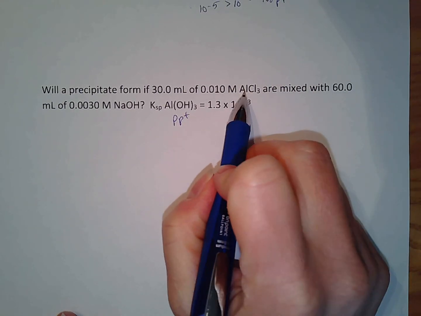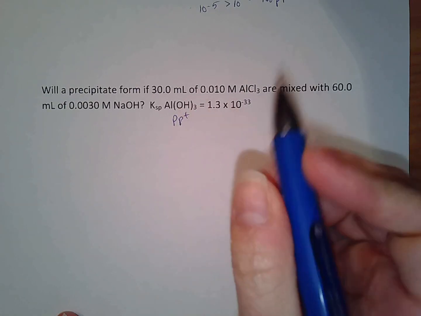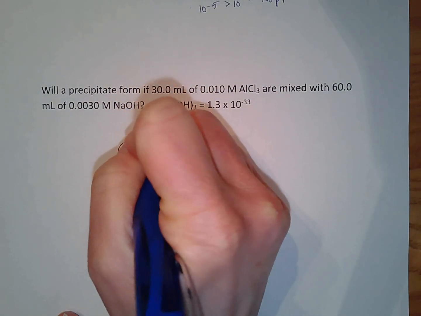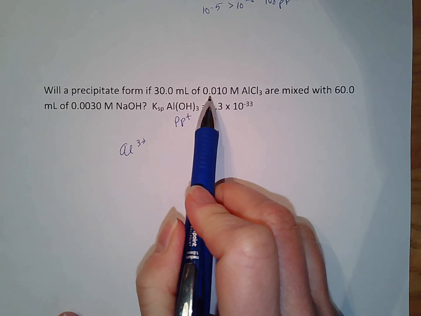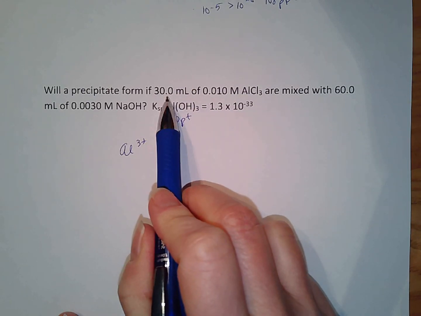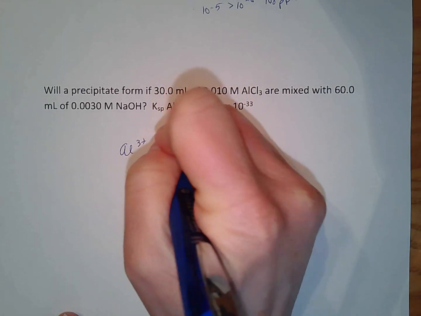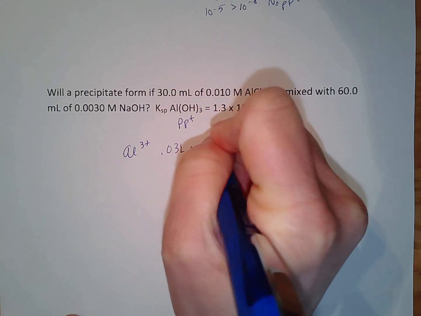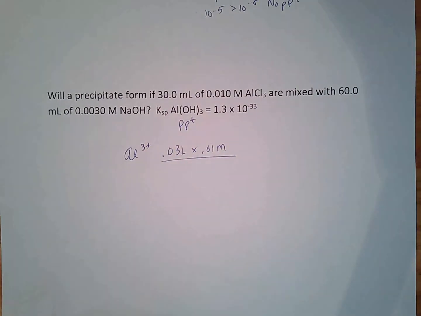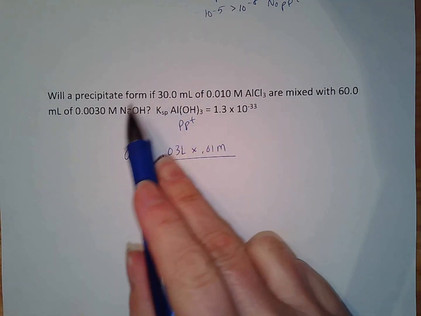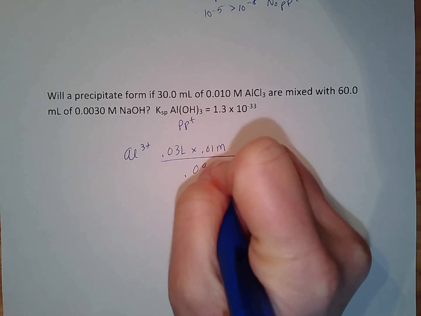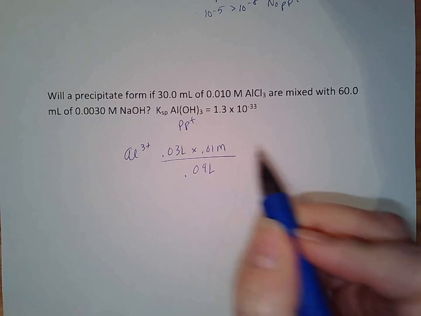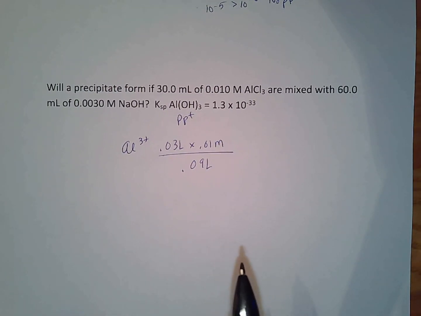So I'm going to figure out how much aluminum I have and how much hydroxide I have. So I'm going to figure out the aluminum ion concentration. So I have 0.01 molar and I have 0.03 liters. So I'm going to take the 0.03 liters and multiply it by 0.01 molarity, and I'm going to divide this by the total volume. So I'm mixing 30 mLs with 60 mLs. So we've done a few of these calculations along the way. So I have 0.09 liters of the solution.